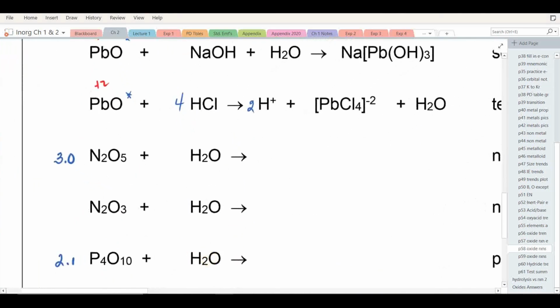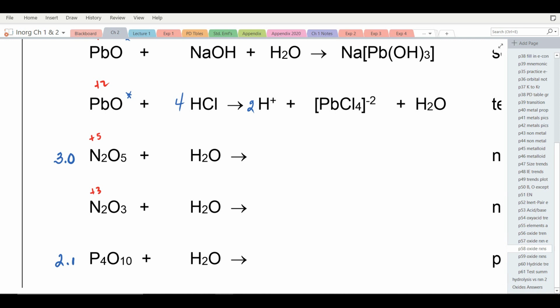Now I've listed here 2 different oxides of nitrogen. So what acid will they form? Well, let's get the oxidation state. This is nitrogen plus 5. This is nitrogen plus 3. Folks, you really must get comfortable calculating oxidation states. There's no escaping it. Well, let's do this one.